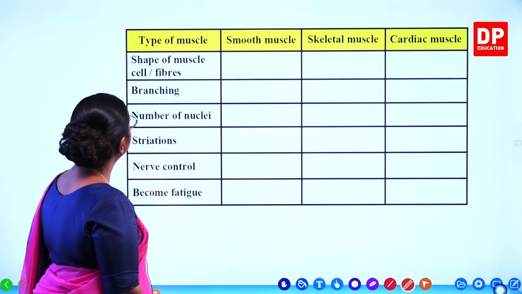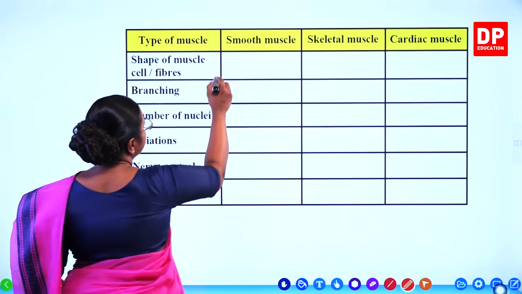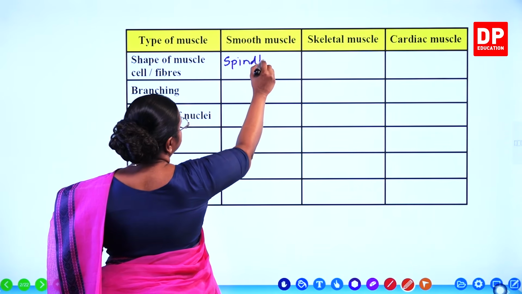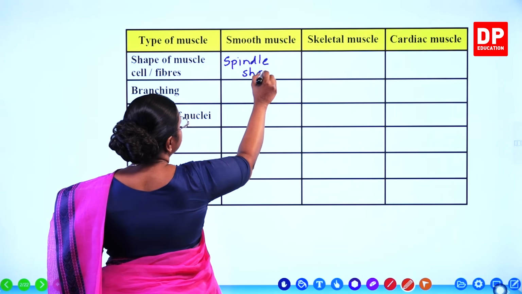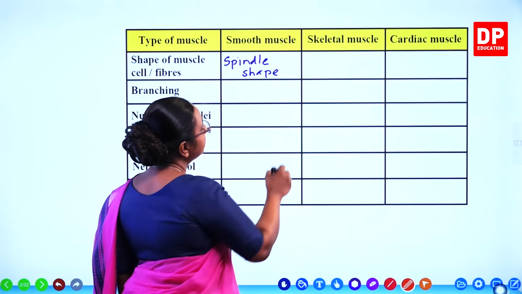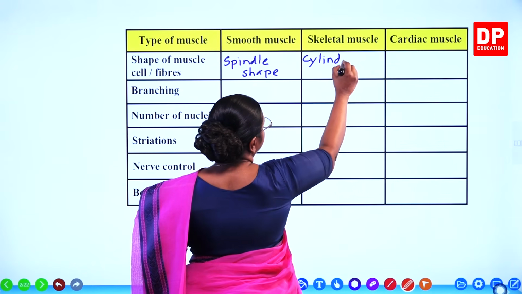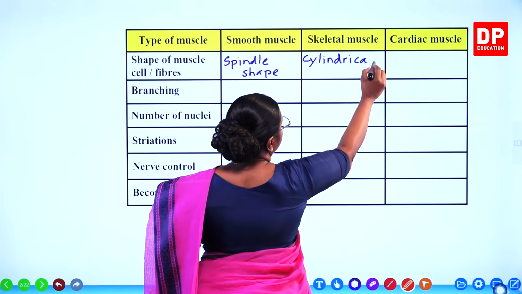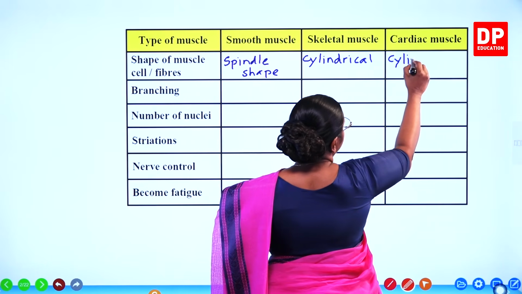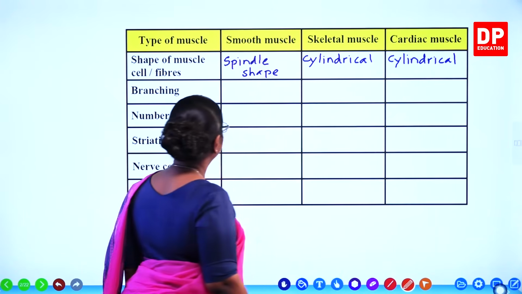So, shape of muscle cell or fiber. The smooth muscle has a spindle shape. And these are muscle cells. Whereas the skeletal muscles are cylindrical in shape. As well as the cardiac muscles are also cylindrical in shape.